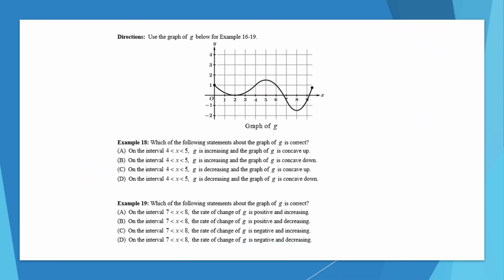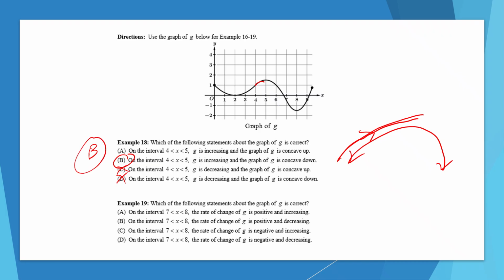All right, next one for 18 and 19, which of the following statements is correct? From 4 to 5, looking at that portion of the graph, which of the following statements is true? G is increasing or decreasing, and is it concave up or down? Well, this portion of the graph is increasing because it's going up, so we can eliminate C and D. And then this is also concave down because it's a downwards U shape. You may have to look in a little bit or zoom in if you can, but it is concave down. So B is the correct answer for 18.